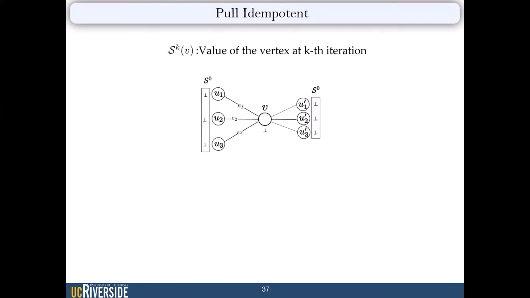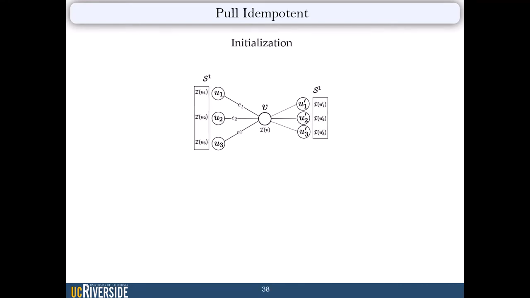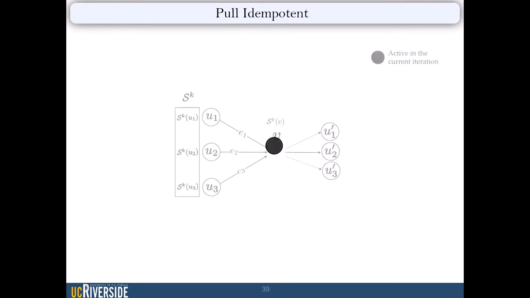Let's consider the pull model with idempotent reduction. The value of the vertex V at iteration K is represented with S_K of V. In the beginning, all the values are undefined or bottom. The calculation starts by initializing vertices with the initialization function.